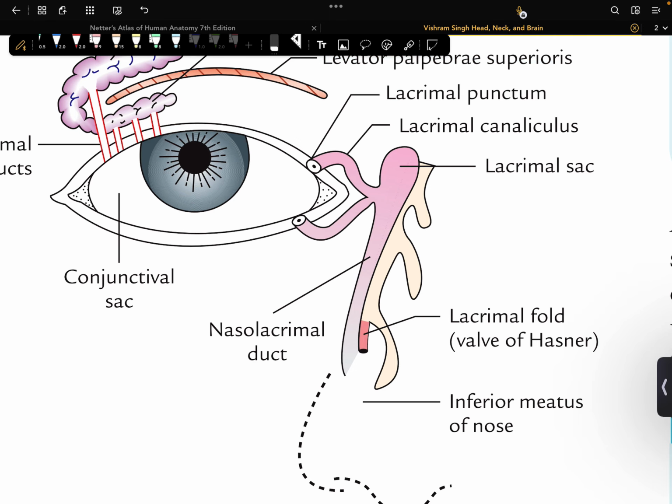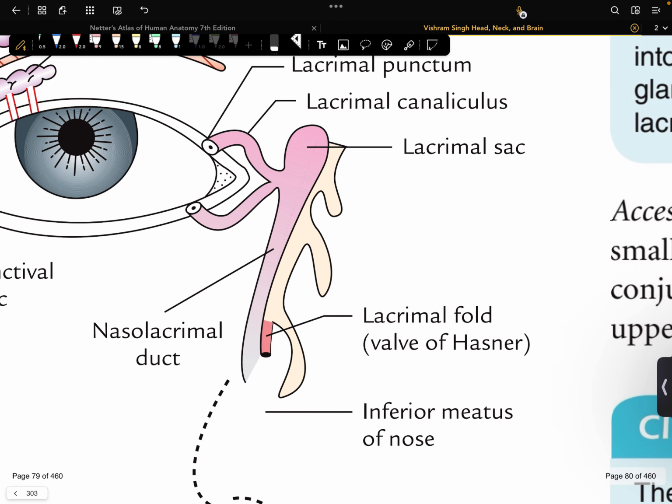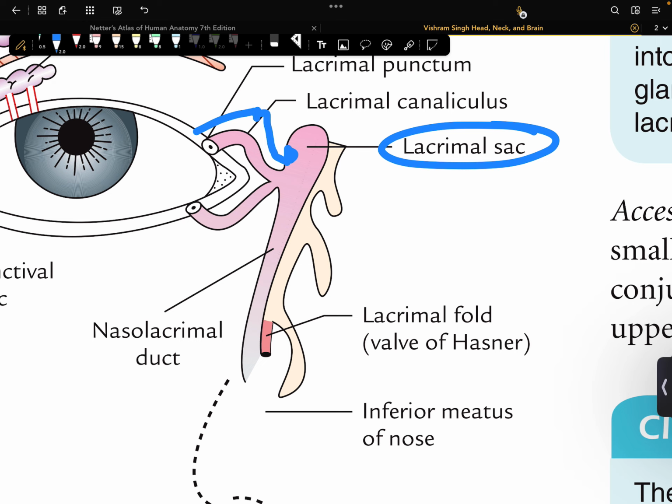In that we can see the lacrimal punctum, and from the lacrimal punctum we can see the lacrimal canaliculi. The lacrimal canaliculi are of two parts: the upper and lower canaliculi. What is the peculiarity of the upper and lower canaliculi? The upper canaliculus moves forwards and upward, then backwards and joins the lacrimal sac, and the lower canaliculus moves downward, medially and upwards and joins the lacrimal sac.